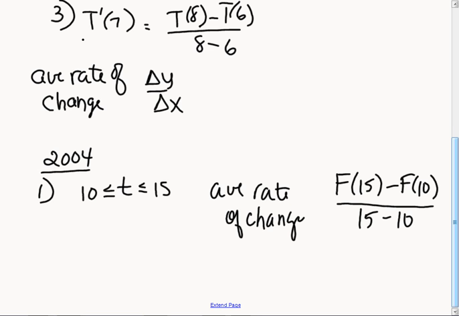Are you seeing the theme? They're all asking for slopes. Every single one. And when we do this in the spring, we have them all divided up, so we do all problems that look like this. So that when you go into the exam, notice there are always problems 1 and 2. You're going to say, I know this is going to be on there.